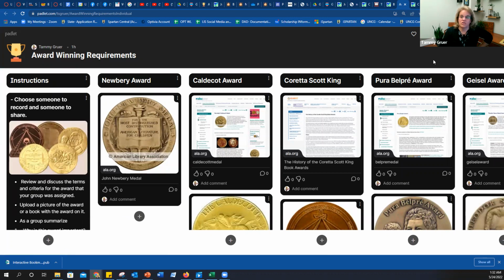So again, you will need to do at least 3 different awards in your individual review, okay? You don't have to give me a lot. It can be just bullet points. I just want to make sure that you have researched and understand Newbery, Caldecott. Maybe you chose the Pura Belpré Award or the Coretta Scott King and the Theodore Geisel. You choose the 3 you want to do.